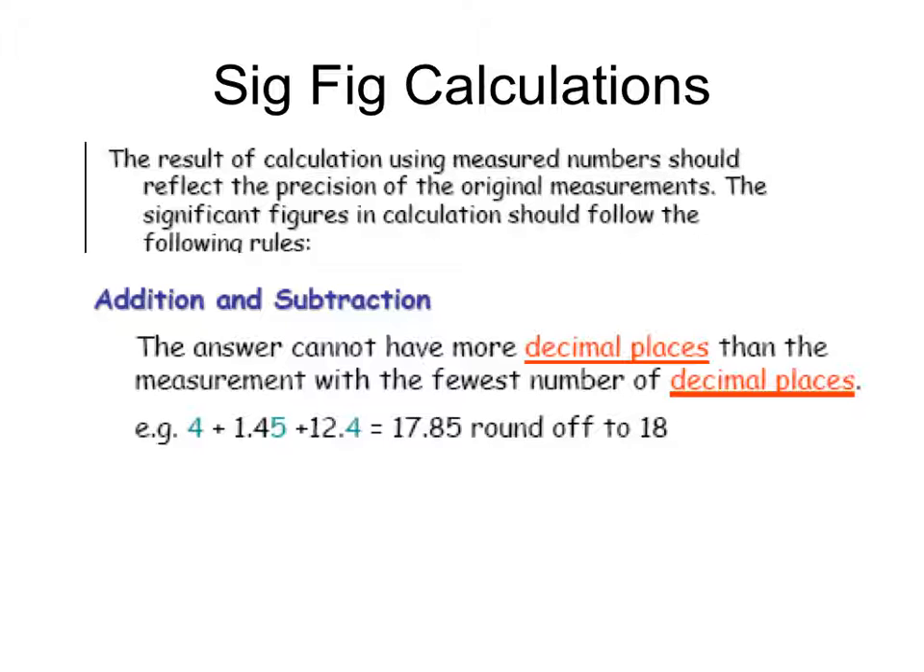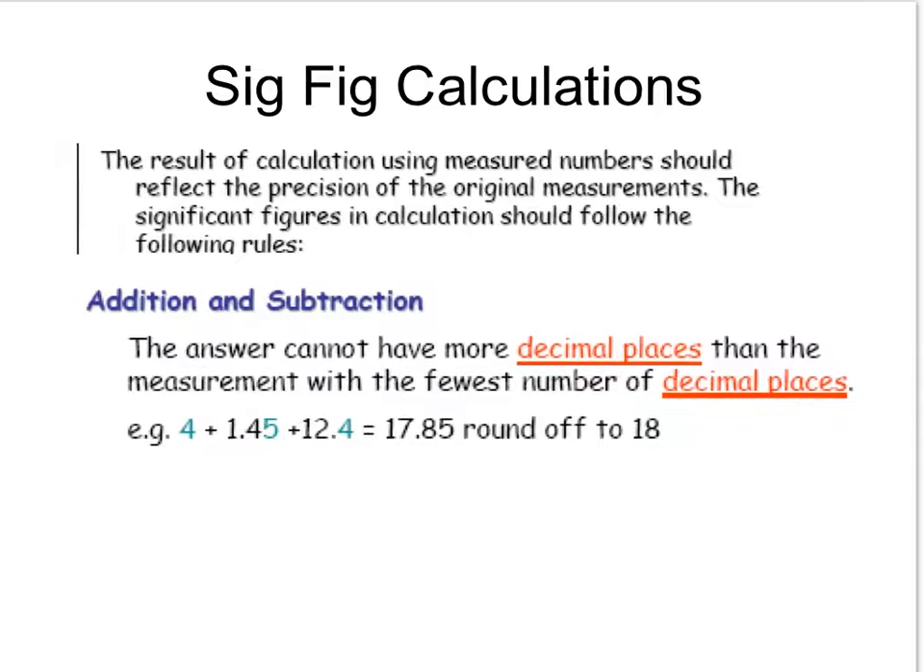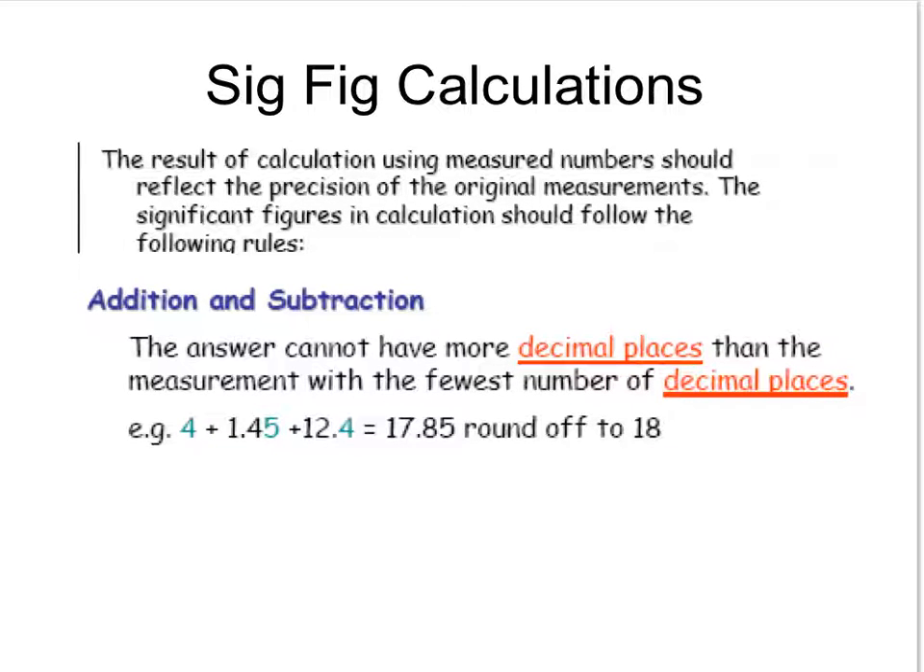So let's look at this calculation. If we start with the 4, the 4 just has a number in the ones place. It has basically 0 decimal places. So I'm going to put 0.